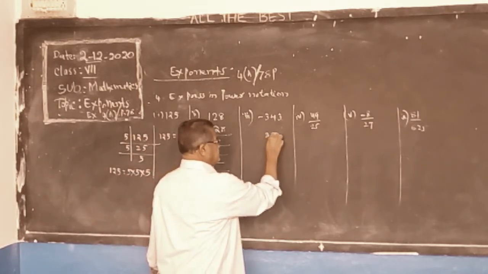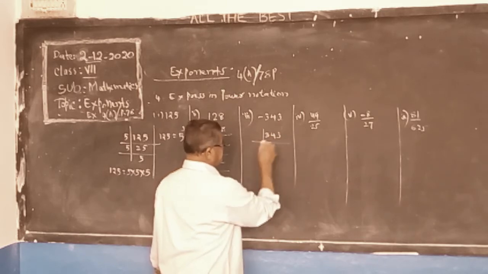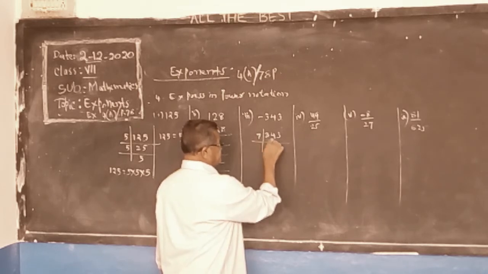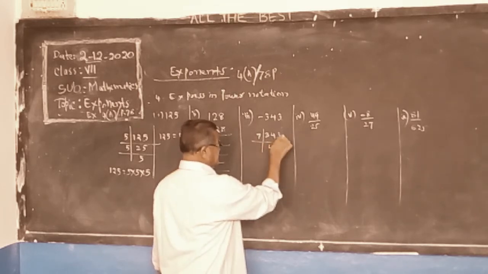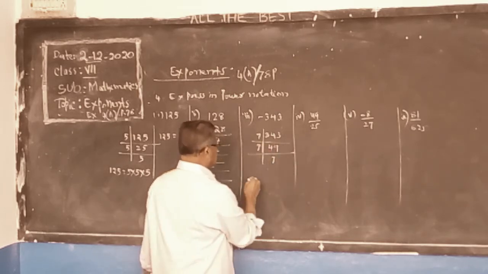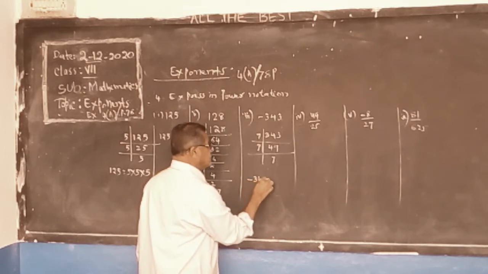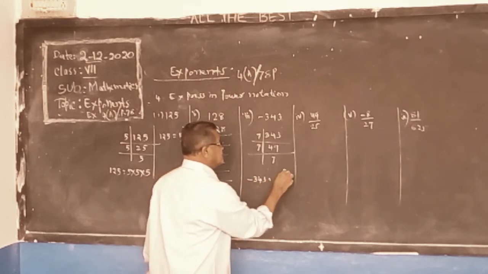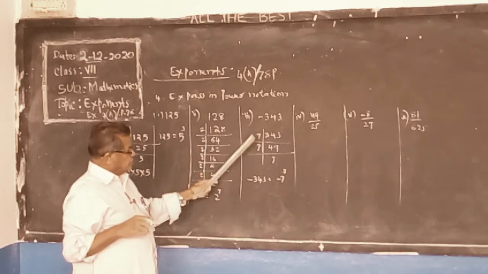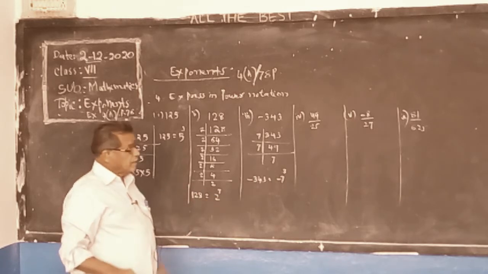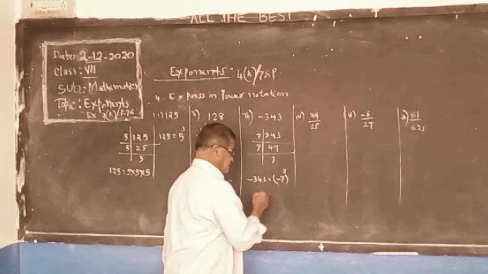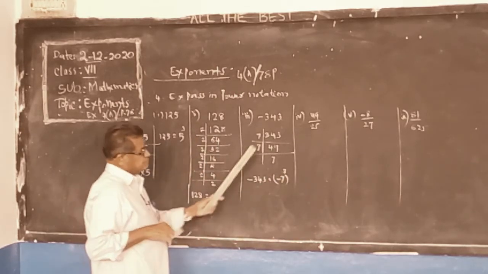And 343, with the minus sign later. 7 fours are 28, 7 forty-nines are 343, again 7 sevens. So minus 343 is equal to minus 7 cube, 3 times: 1, 2, 3 sevens. And put the same minus for the base. You can also write it like this.